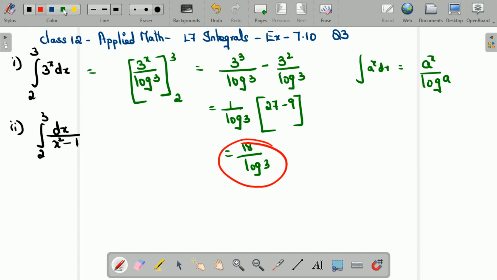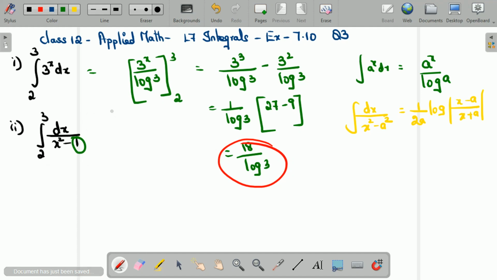Now let's take up the second subdivision. In the second subdivision, it is integral 2 to 3 dx divided by x square minus 1. So this is of the form integral of dx divided by x square minus a square. So the formula is 1 by 2a log of (x minus a) divided by (x plus a). Here we are first going to integrate by directly substituting in the formula. So a squared is 1, which means a is also equal to 1.